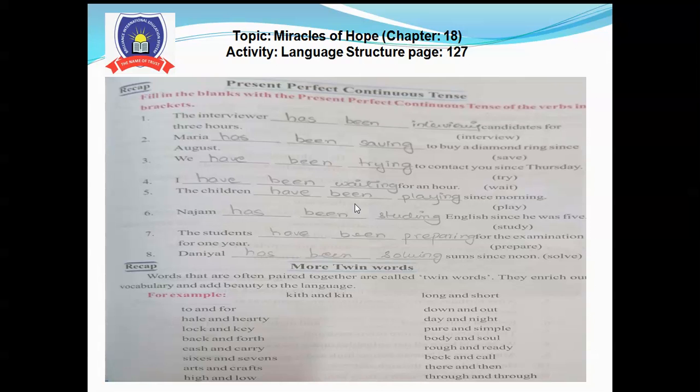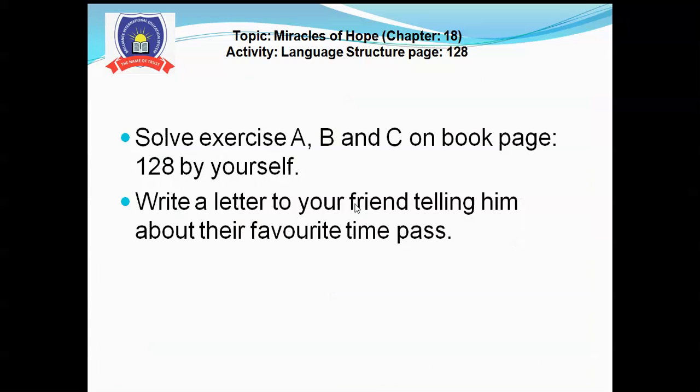Now moving to the next page, page number 128. Here are tasks for you. Exercise A, complete the following twin words. The twin words are given on page number 127. You have to look from there and solve this exercise. Next, complete the following sentences with suitable twin words. Exercise C is to complete the following sentences using appropriate twin words. Again, you have to complete all these tasks using twin words. Did you get it?